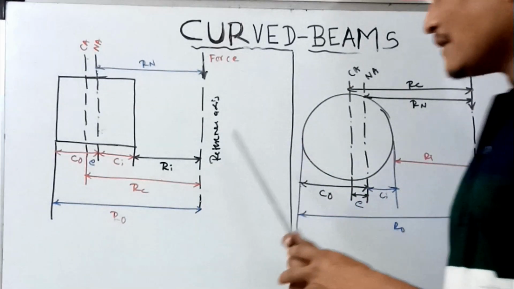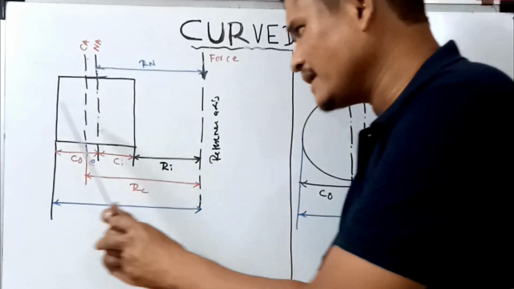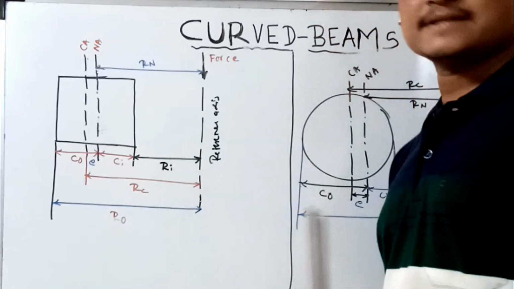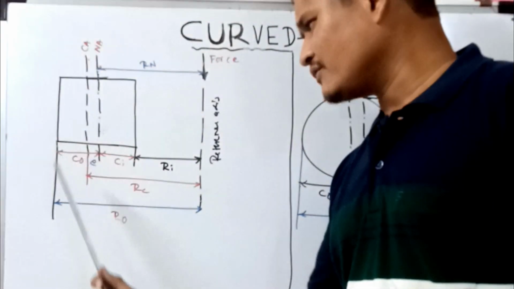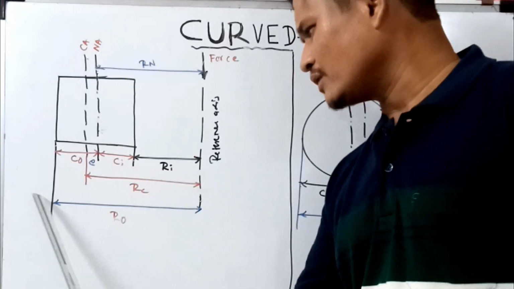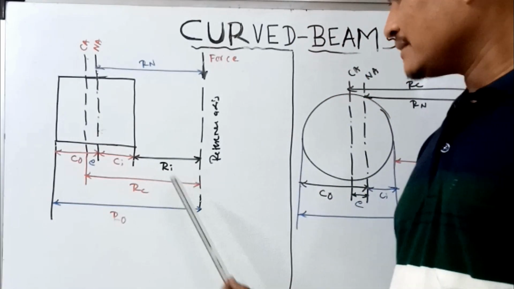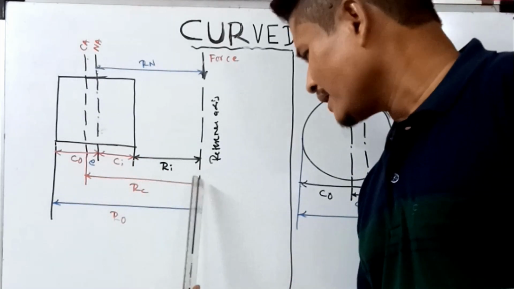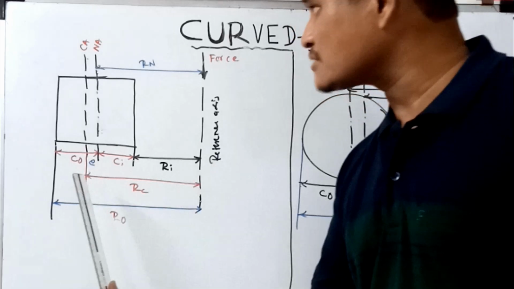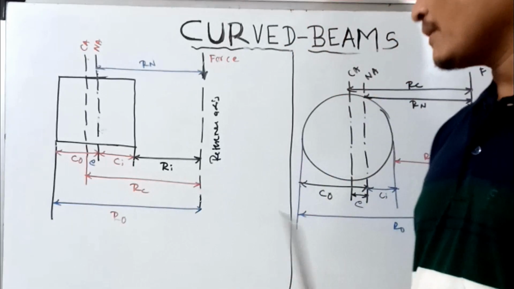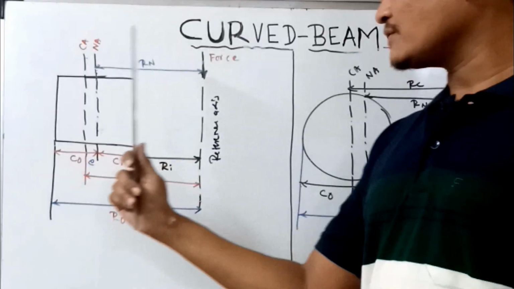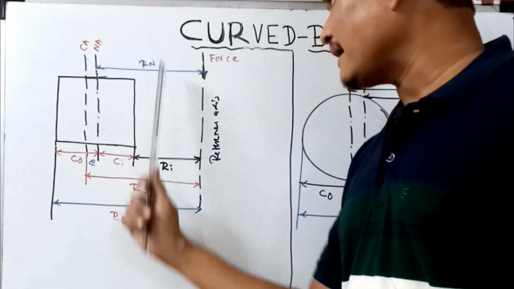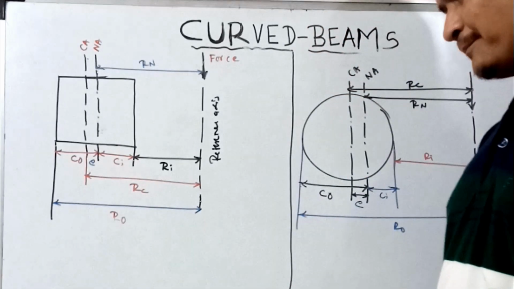You can see here this is the inner fiber and this is the outer fiber. The distance of the inner fiber to the reference axis is called Ri. The distance of the reference axis to the outer fiber is called Ro. Third, the distance of the reference axis with respect to the centroidal axis is called Rc. The distance of the reference axis with respect to the neutral axis is called Rn, and the difference between Rc and Rn is called the eccentricity e.